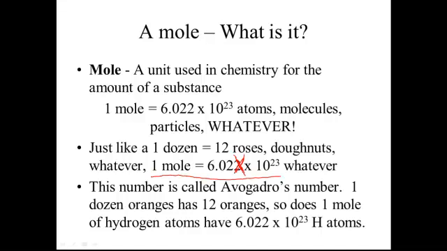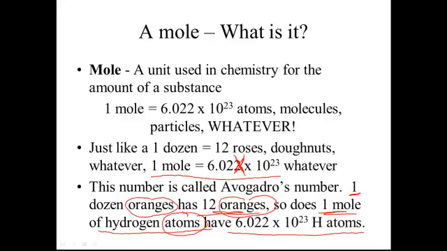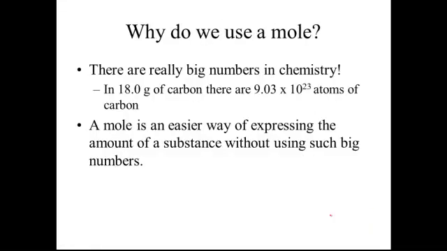So just like 1 dozen oranges has 12 oranges in it, so does 1 mole of hydrogen atoms have 6.02 times 10 to the 23rd hydrogen atoms in it. So if you have a dozen oranges, you have 12 oranges. If you have a mole of atoms, you have that many atoms. And now why do we use a mole? Well, you just saw, a mole is a really, really big number.